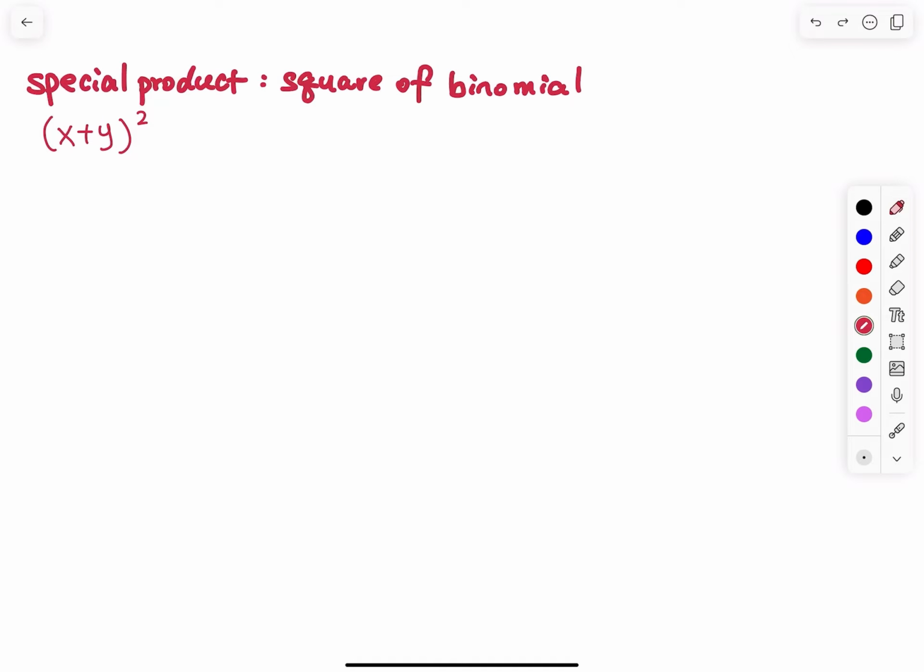Special product, square of binomial. We have (x + y) squared. So the square is you multiply the parenthesis twice, right? (x + y) times (x + y). And then you FOIL that.